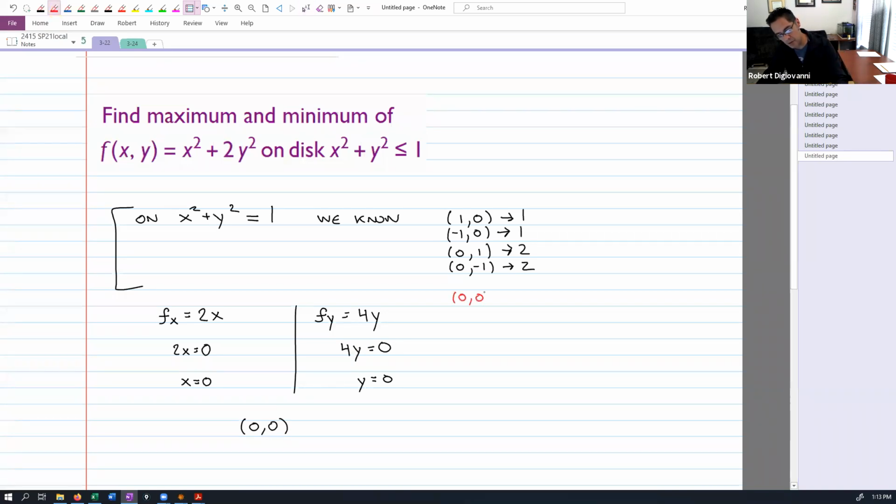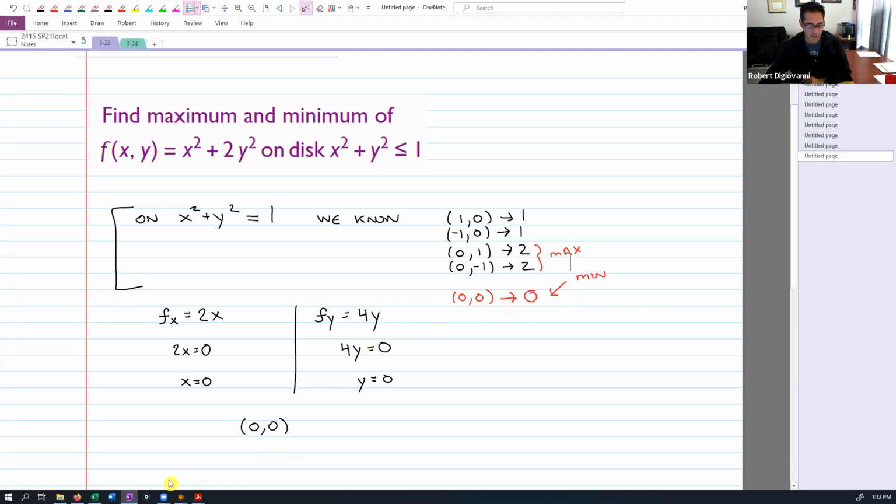So now this is the new thing we need to look at. What happens at 0, 0? Plug that into the original function and you get 0. And now that is our min, right? That's our min. This still is the max. We still have a max of 2, but now our minimum value is 0 and it happens at 0, 0.